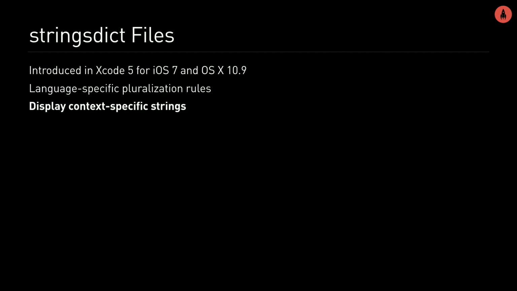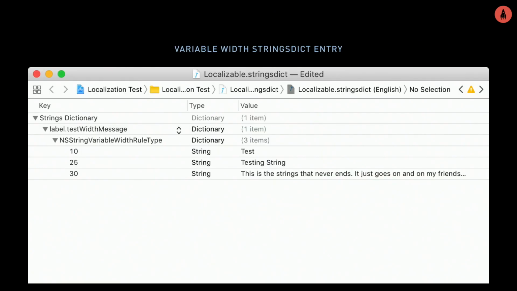So how does this work? Well, again, we're going to have our trusty stringsdict entry. And again, it's going to be keyed off of our localization identifier. In this case, label.testWith-message. Instead of a variable like I showed you for the pluralization entry, here we've just got a single dictionary, NSStringVariableWidthRule. We've got 3 numbers here: 10, 25, and 30. And you notice, as the numbers get bigger, the translated string gets longer.